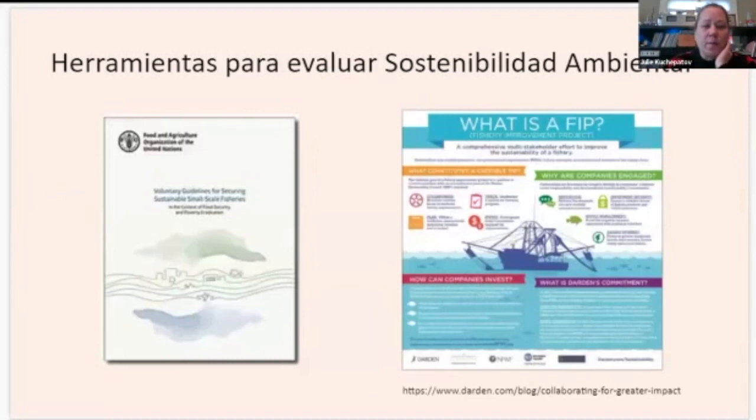Okay. However, we know that many small-scale fisheries cannot afford to get a certification.